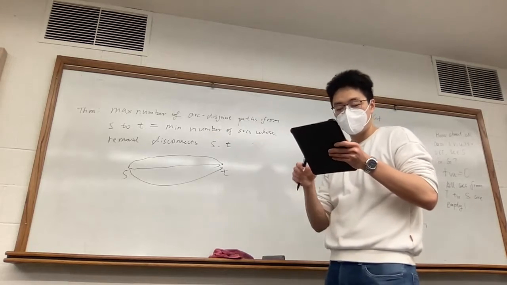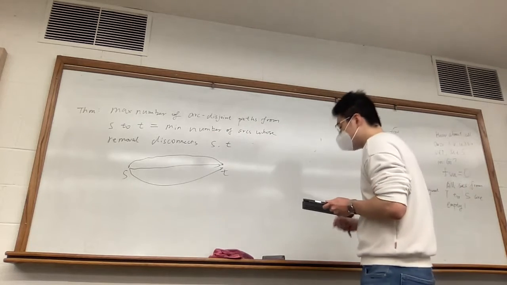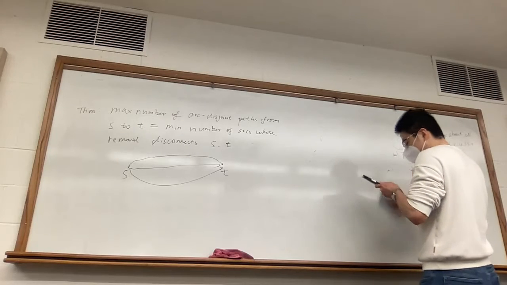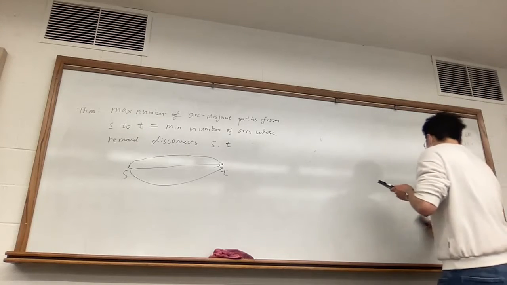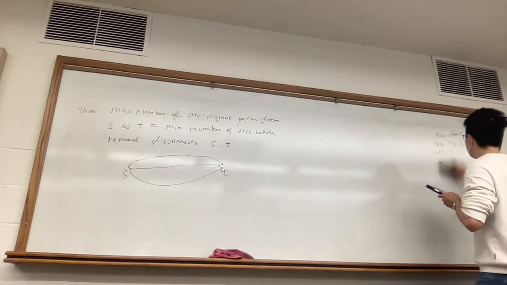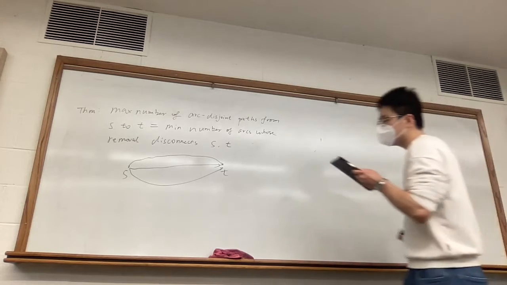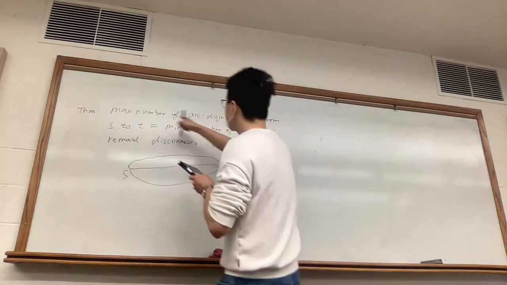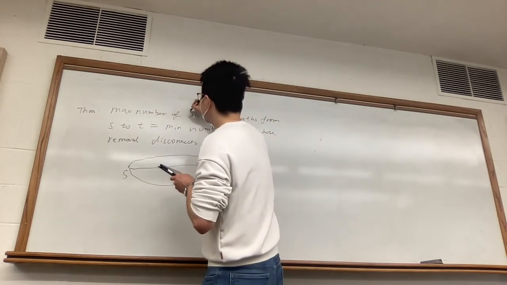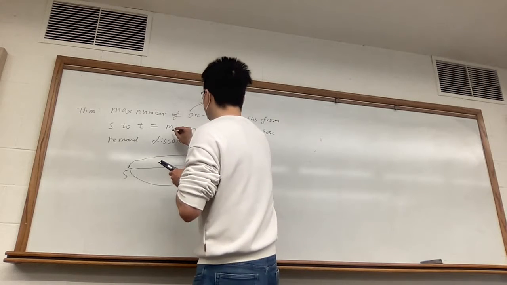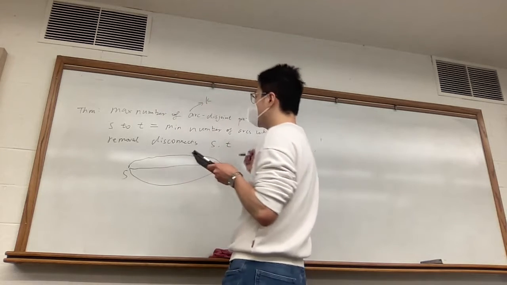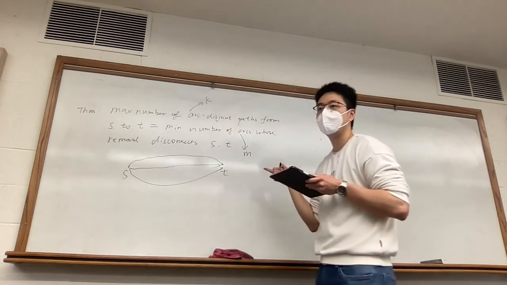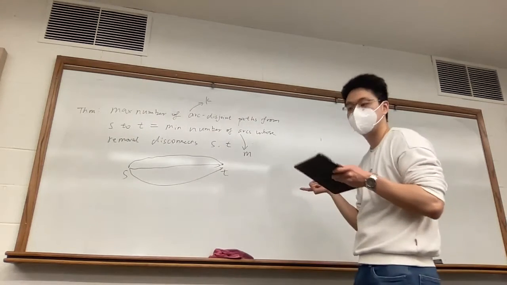I can provide 2 proofs. The first proof is what I thought by myself. Let's just use some notation. We let the maximum number of arc disjoint paths from S to T be K. And the minimum number of arcs whose removal disconnects S and T, we name it M. So we want to show that K equals M.